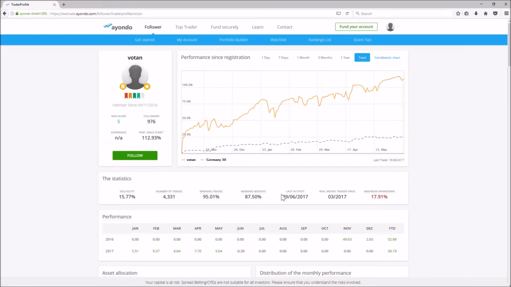Last activity, 9th of June. Real money trading. Now this is an important one. Even though Votan's track record goes back to November 2016, we can see here, members since November 2016, they've only actually been trading with real money on the platform since March 2017. So what's that, 3 months or less this one's been trading with.